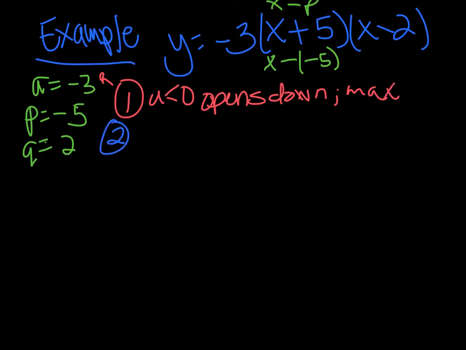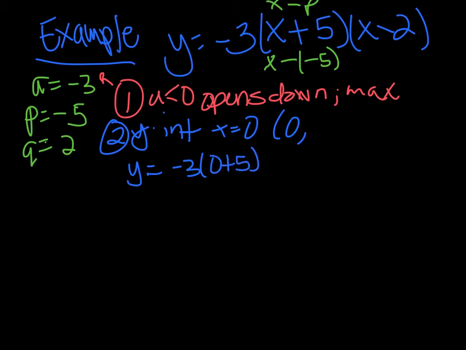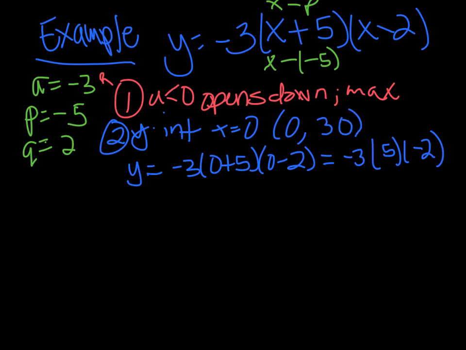Step 2 tells us we're going to look at the y-intercept, which means we're going to plug in x equals 0 to find our y-intercept. Here we have y equals negative 3 times 0 plus 5 times 0 minus 2. And we gave you a moment to go ahead and figure that out on your own. Maybe put it into a calculator. It's negative 3 times 5 times negative 2. I got positive 30. Hopefully you guys got the same answer. And let's move on to step 3.